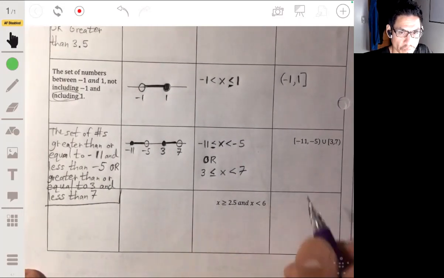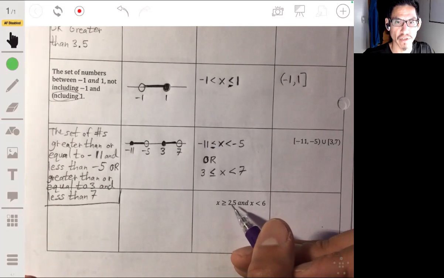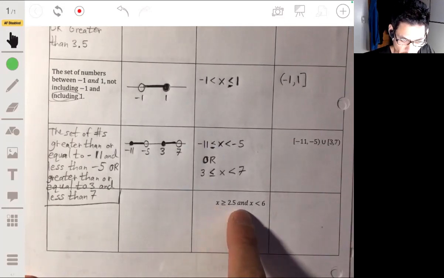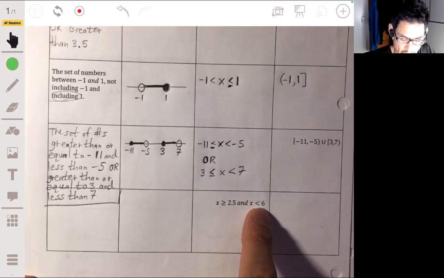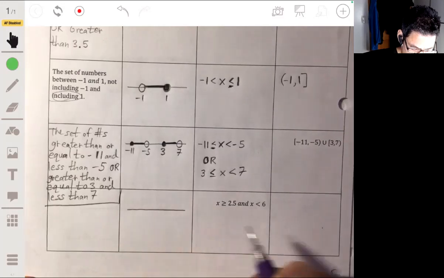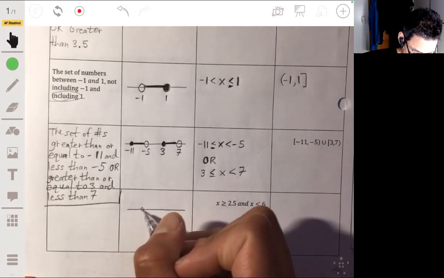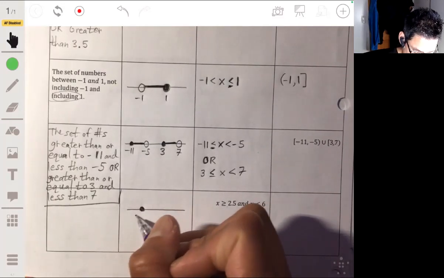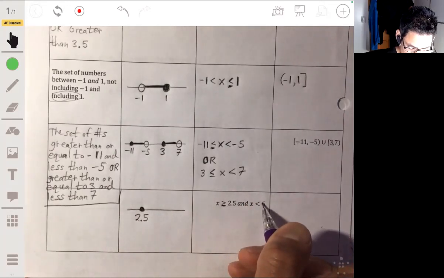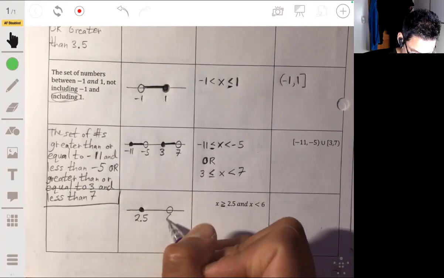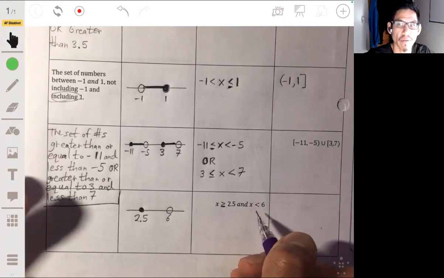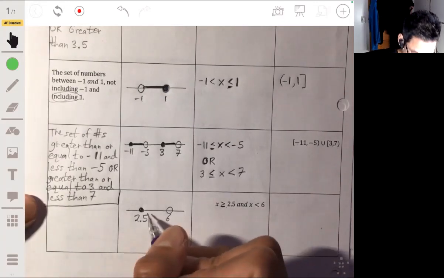And one more. We're first given the inequality. So we have x is greater than or equal to 2.5 and it's less than 6. So I like the number line again to start off with. Closed circle at 2.5 because it says greater than or equal to. Open circle at 6 because it doesn't say or equal to. Doesn't have that line underneath it. And we're going to shade between.